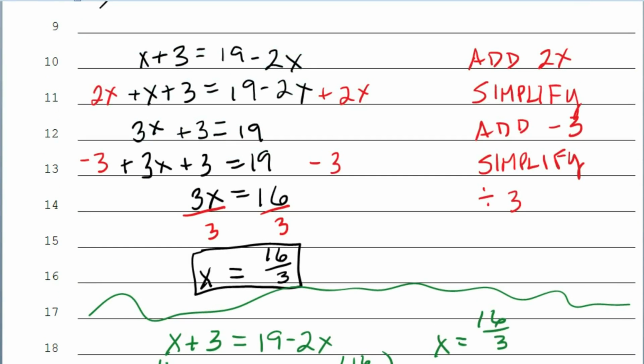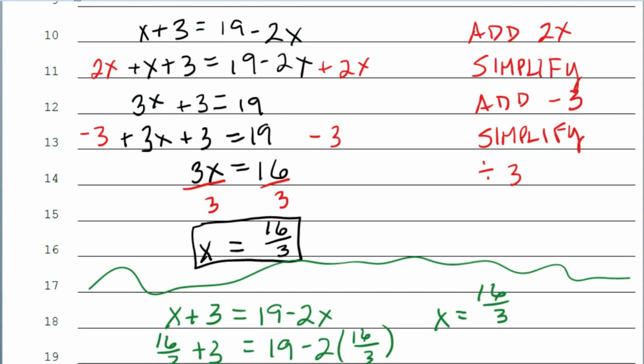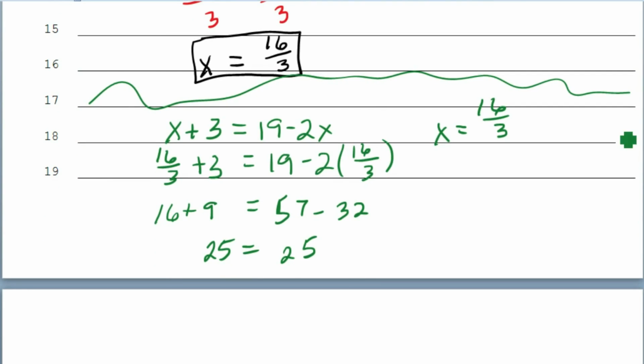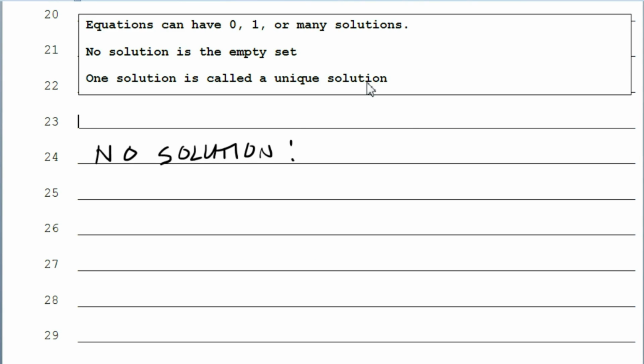There is a solution set to that equation. X plus 3 equals 19 minus 2x. X equals 16 over 3. Equations can have 0, 1, or many solutions. No solution is the empty set. One solution is called a unique solution.